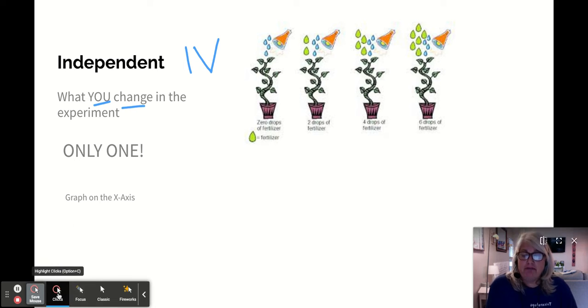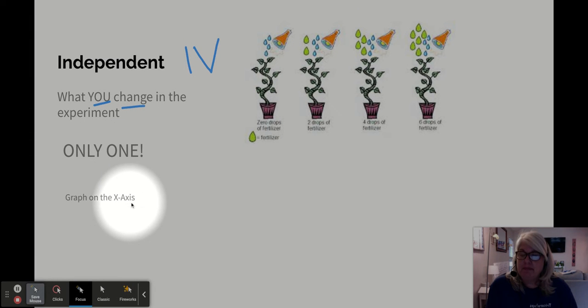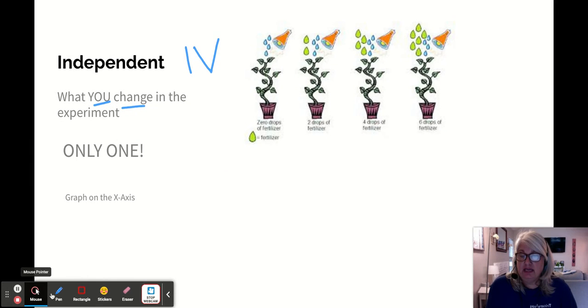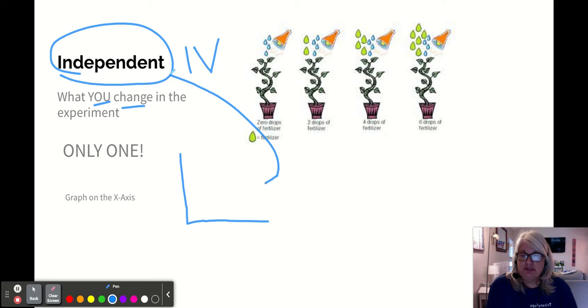When you go to graph your data, let me go back to a pen here. Sorry. Classic. I don't know how to do that. When you go to do this on a graph, because you will be graphing your data, I want you to know, so let's say that this is your graph here. Your independent variable will always go on the x-axis, which is the bottom axis, always. The only time that it doesn't is if you have time as one of your variables, and I'll explain why that is.